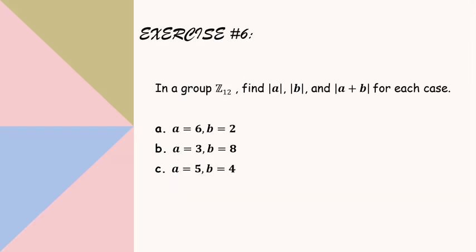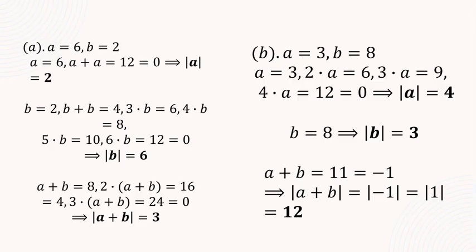Now we are going to proceed to exercise number 6. In the group Z sub 12, find |a|, |b|, and |a plus b| for each case. For a equals 6, b equals 2. a equals 6, a plus a equals 12, which equals 0. |a| is equal to 2.